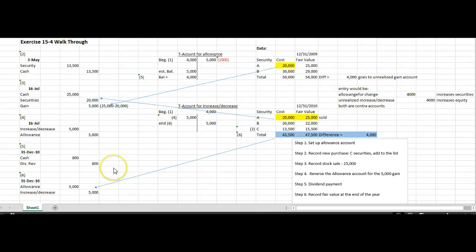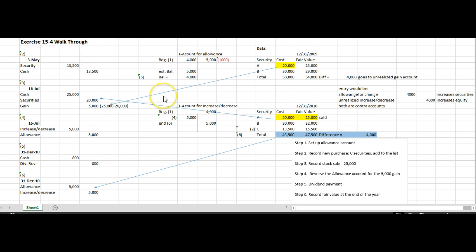Hi, I've received a couple of requests about exercise 15-4, so I thought it would be best to walk through this because it is kind of complicated. I apologize for my voice. I have a bit of a bug, so bear with me.